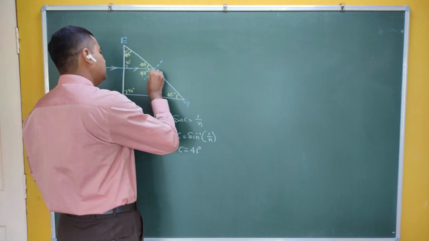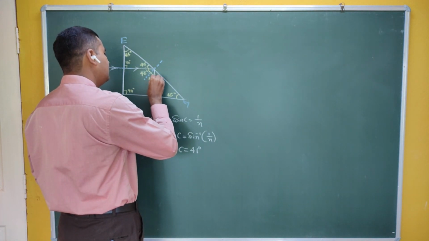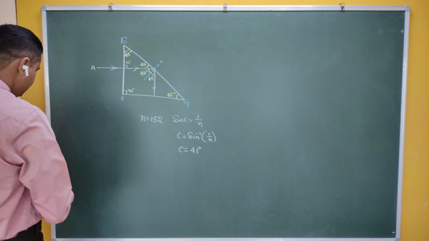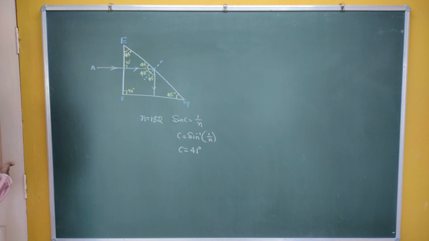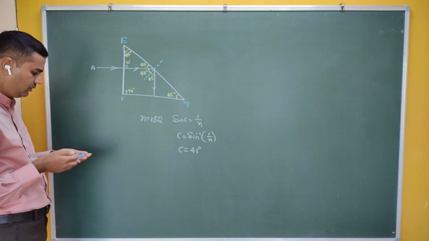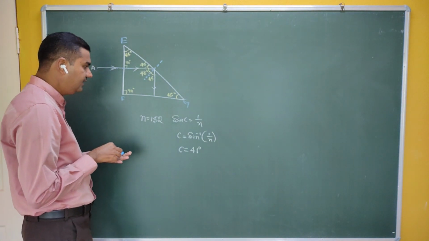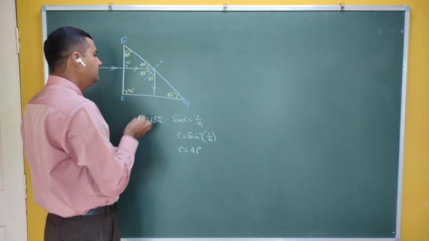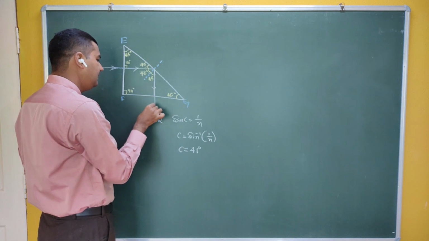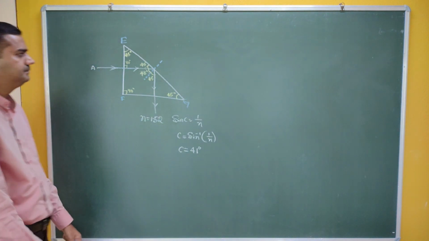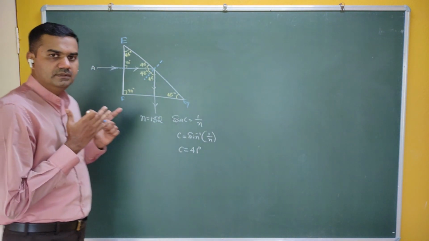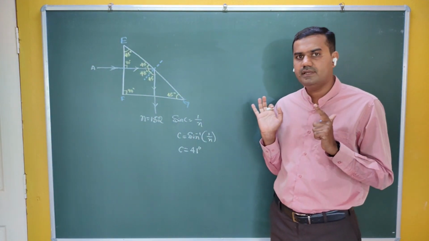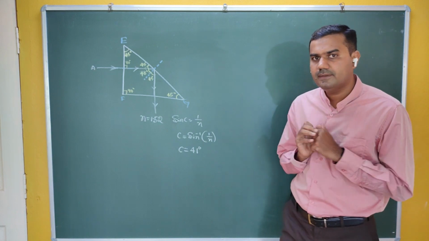That means if this is 45 degrees, then what is the total angle? The total angle becomes 90 degrees. As the total angle becomes 90 degrees, again it falls normally, therefore it simply gets refracted. Clear? Okay, so are you getting this particular concept here?